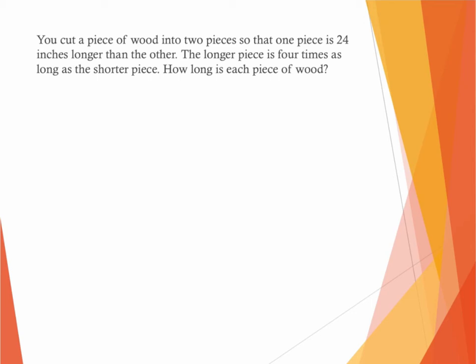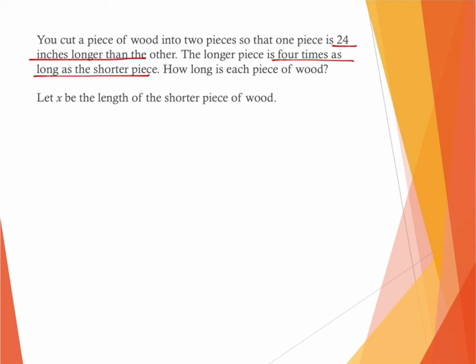So my x that I'm looking for, my variable, I don't have to use x, but we use x because it's familiar and it's easy for us to remember. Our x is going to be the length of the shorter piece of wood. The reason why it's the length of the shorter piece of wood is because the larger piece of wood is being compared to that. We have two phrases that compare the longer piece of wood to the shorter piece of wood.